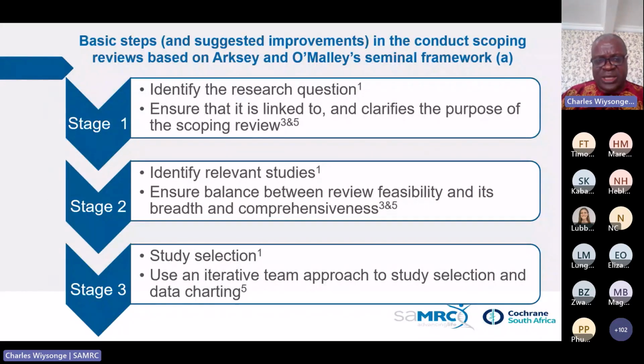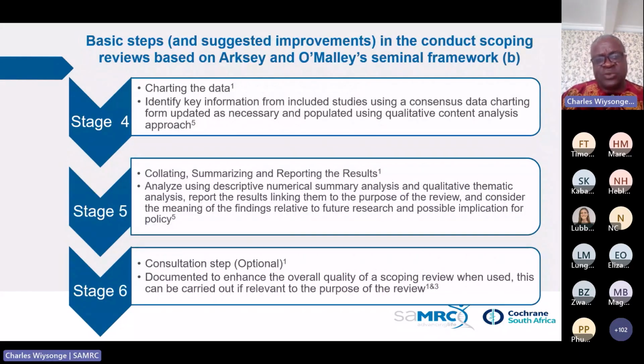Stage 1 is where you identify the research question. Stage 2 is where you identify the studies. Then stage 3 deals with study selection. Stage 4 is where you chart the data and you identify key information from included studies using a consensus data charting form, updated as necessary and populated using qualitative content analysis. And then stage 5 is where you collect, summarize, and report the results.